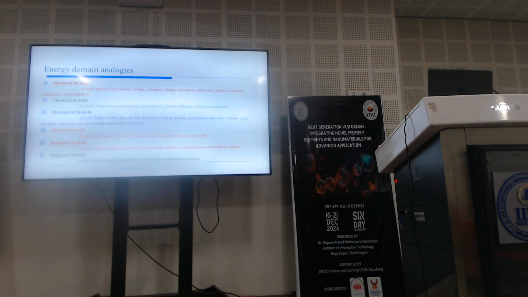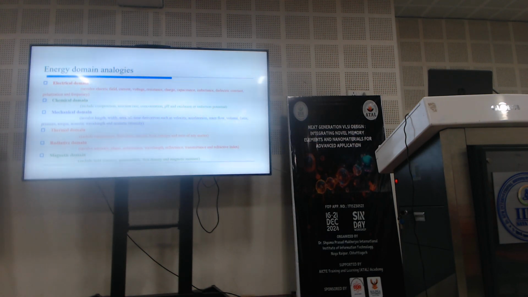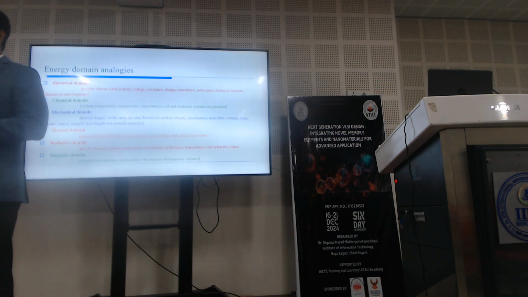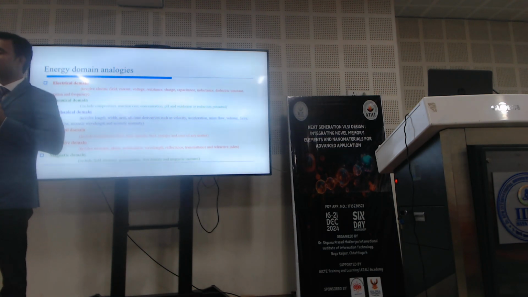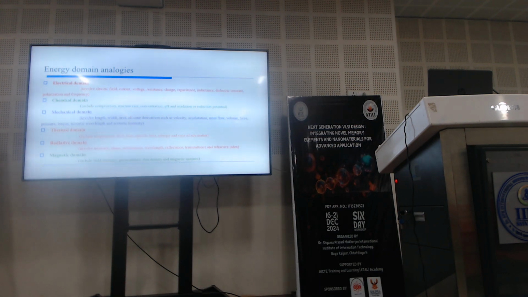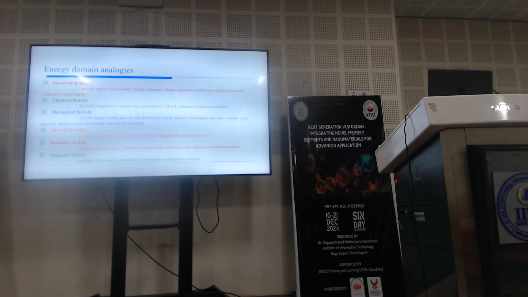And coming to the second one, that is the chemical domain. Nowadays major research is going on in biomedical only. Whenever we are seeing projects, mainly our projects are being accepted in the medical area, because that much demand is there in India. Nowadays ICMR is giving many kinds of projects.